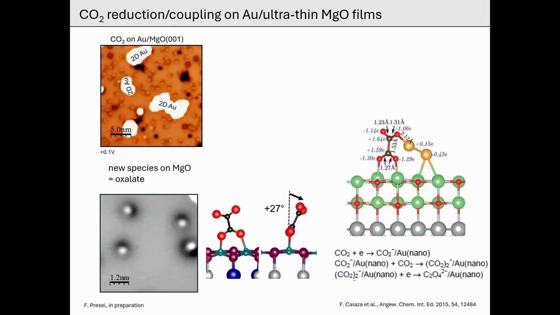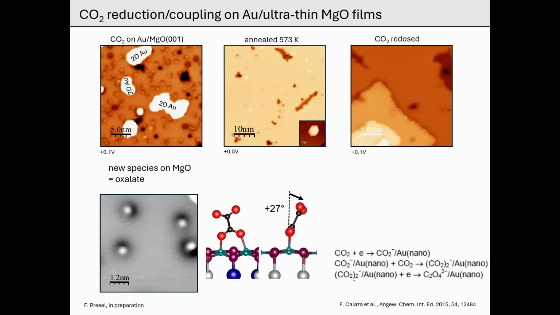And just recently, we investigated this with STM again and could actually identify the products. What you see here on this magnesium oxide surface is the molecular species that's present on the surface after CO2 interaction. And in comparison with infrared spectroscopy, we can identify this as an oxalate species on the surface.